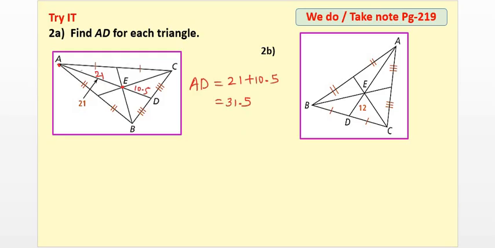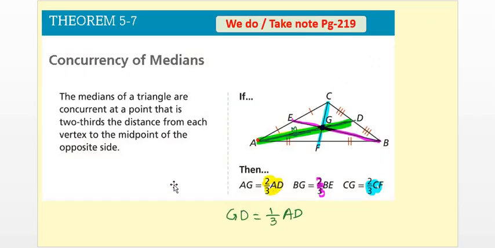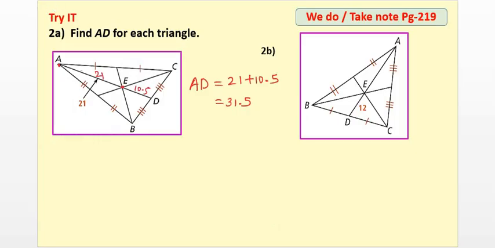But if I want to use the formula mentioned here, it will be a little bit longer. We can write that AE equals 2/3 of the total AD. How much is the value of AE? It's 21.